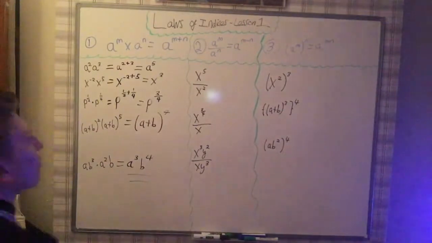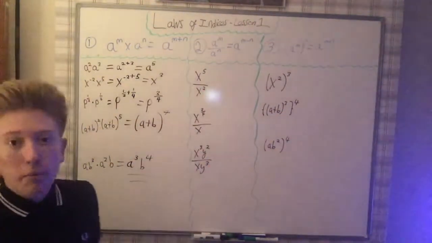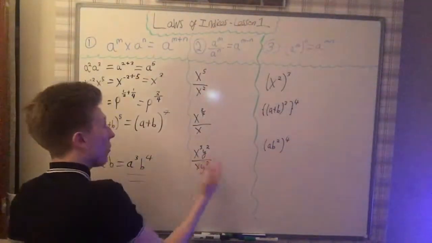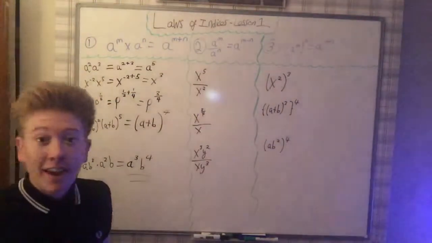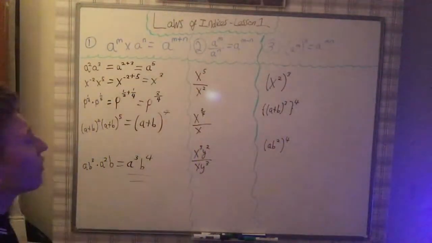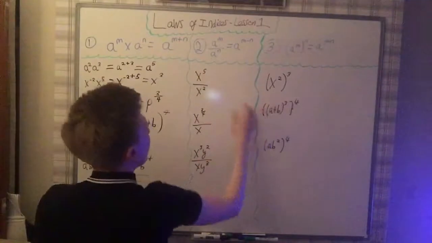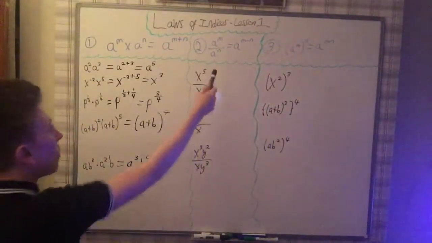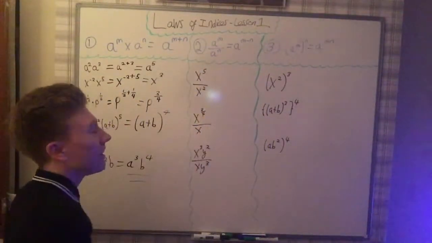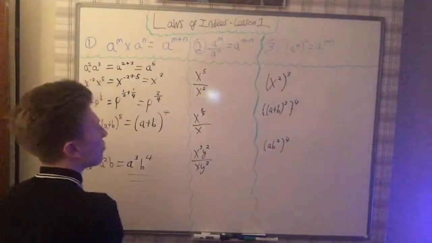Now, if you think you're going to understand what's going on with these two, do move on to the lesson which covers simplifying indices in lesson 2. However, for those of you that want to go through each rule individually, here are some examples for the second rule. a to the m divided by a to the n equals a to the m subtract n.